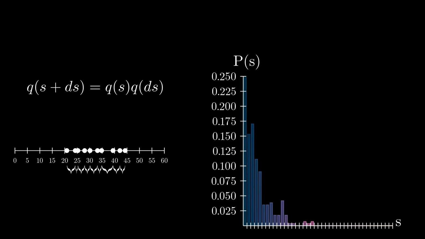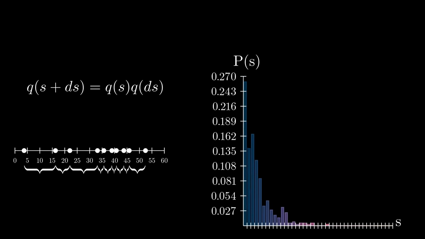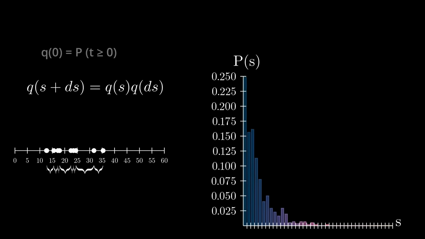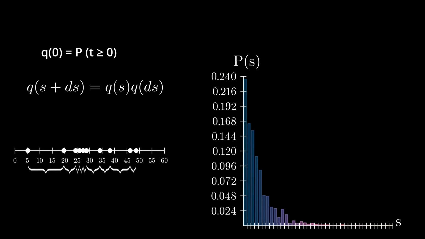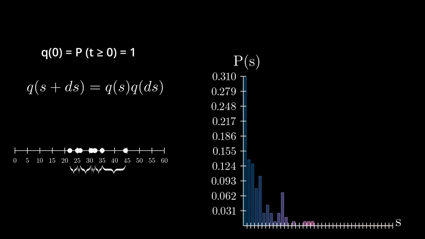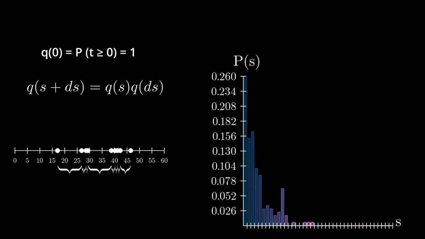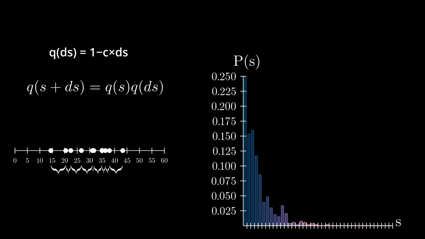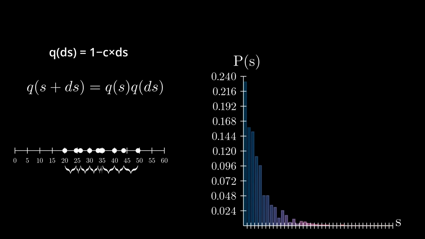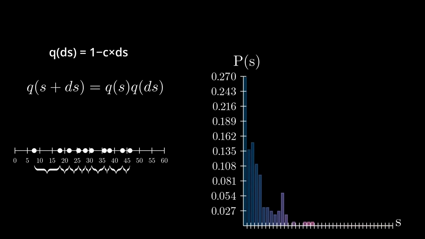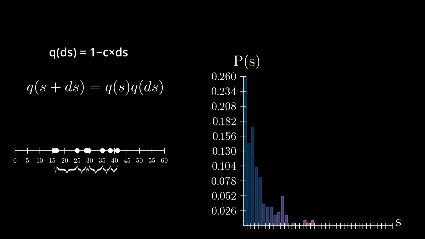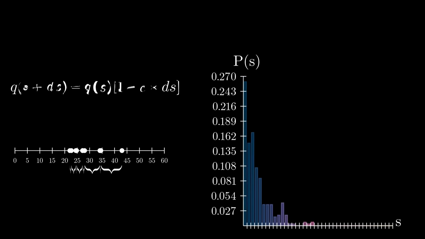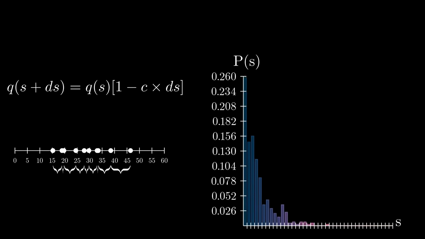Next, we take advantage of the interval ds being small, so that we can expand Q of ds around 0. We know that Q of 0 is equal to P of t greater than or equal to 0, which is equal to 1, simply because the probability density is normalized. Or another way to think about it, the probability that there is a spacing greater than 0 has to be 1. So Taylor expanding this to first order, we find that Q of ds is 1 minus c times ds, where we've defined c to be the probability of having an eigenvalue in the unit interval. And notice that this is a positive fraction because we have a finite number of events or eigenvalues in a finite range. So our equation now looks as Q of s plus ds is equal to Q of s times (1 minus c times ds).